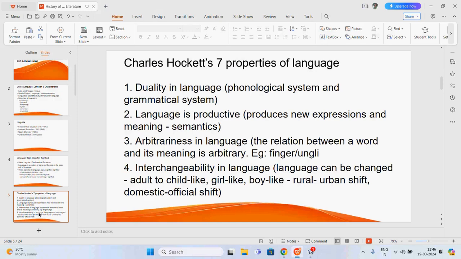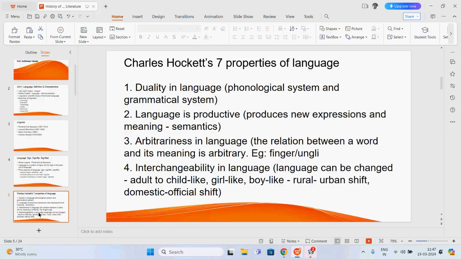If that part of Ferdinand Saussure's concept of language having sign, signifier and signified is clear to you, let us move on to the 7 properties of language as discussed by Charles Hockett. Charles Hockett, as I told you in one of the previous slides, is a linguist. He says that this is not very specific to the English language. It is common to any language. According to Hockett, there are 7 broad properties of language. We'll look at these 7 properties one by one now.